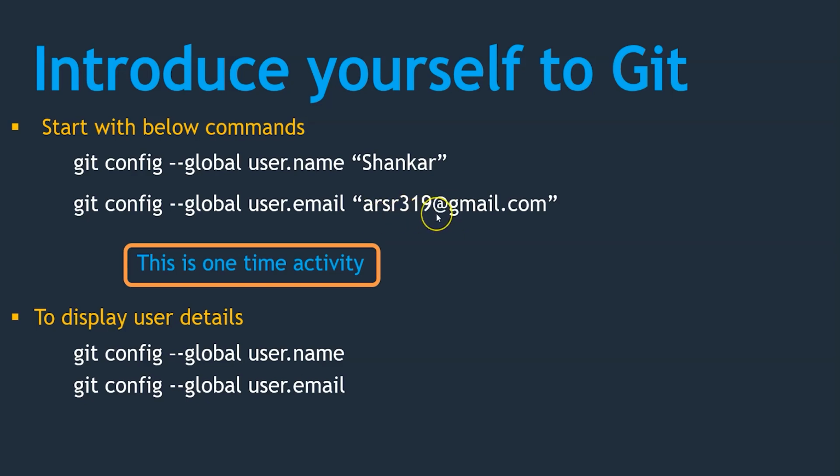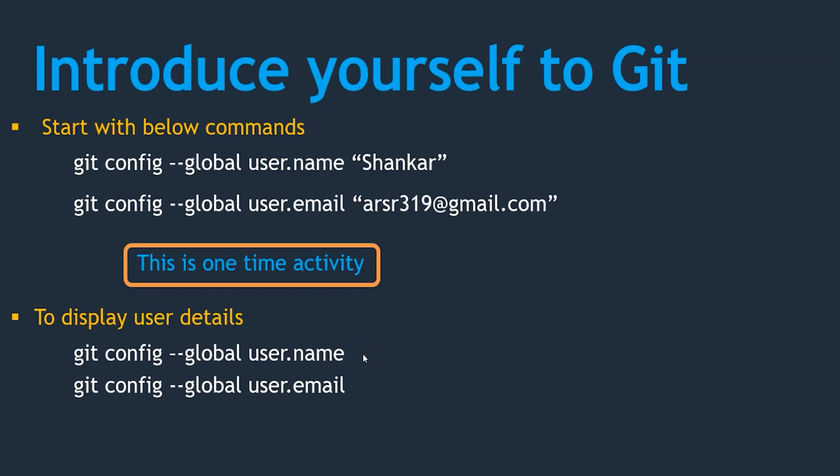In my case, I'm going to use arsr319@gmail.com. And this is a one-time activity, nothing you do frequently. Once you have installed Git, you should do this activity so that the system is registered in your name, and you can change it whenever you need. It is always best practice to provide the username and email ID. You can display the username and email ID with the same command without the extra parameter.